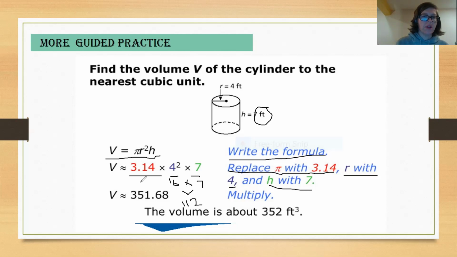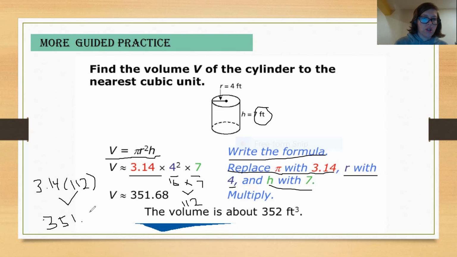So now the only thing we need to do is multiply times 3.14, or pi. So 3.14 times 112, right? And if you multiply all that out, you should get 351.68 cubic feet.